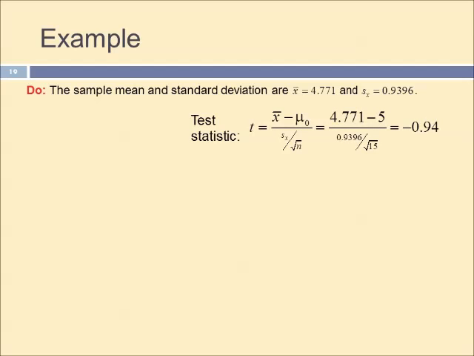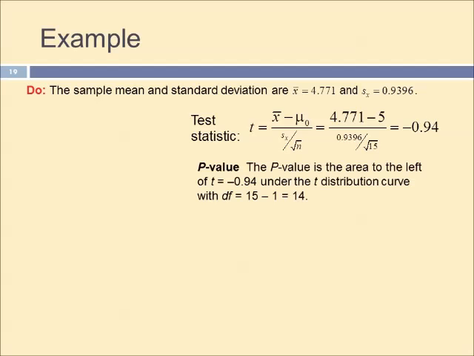So we plug in the values, and our calculated t-score, the test statistic, is minus 0.94. So the p-value, again, is the area to the left of t equals minus 0.94 under the t-distribution curve with 14 degrees of freedom. So the shaded area, much like it was with z-scores that we did before.